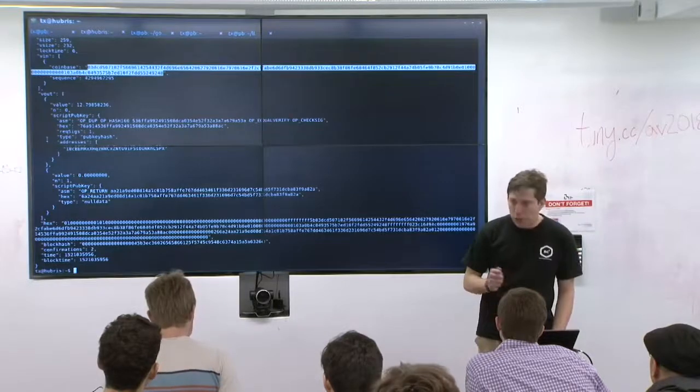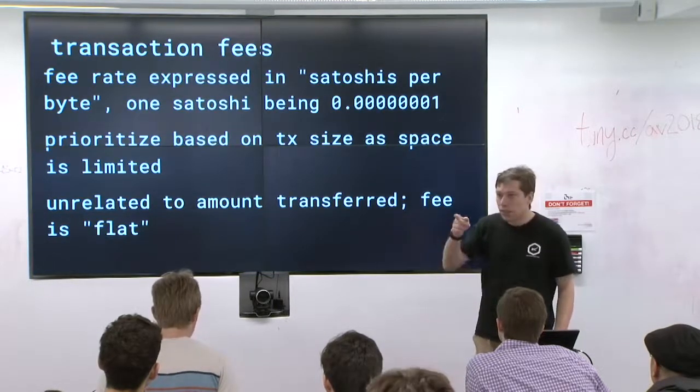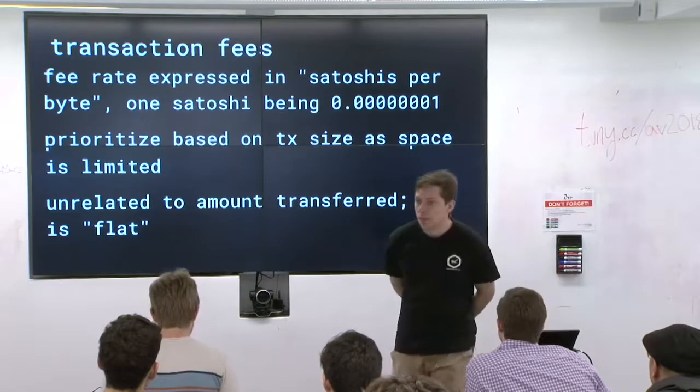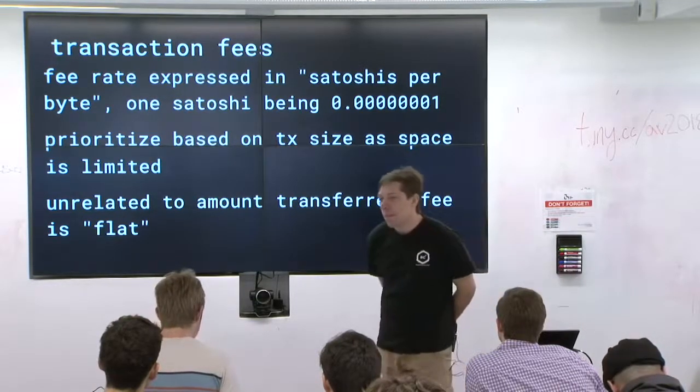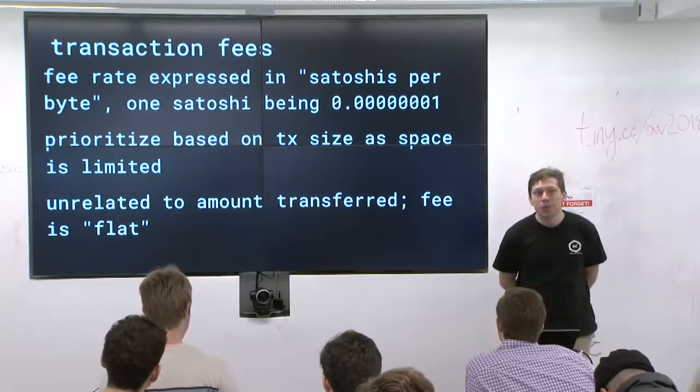Okay, any other questions about fee stuff? Yes. So do miners choose what blocks to mine based on their fee? Yes, but I'm not sure I'd put it that way.